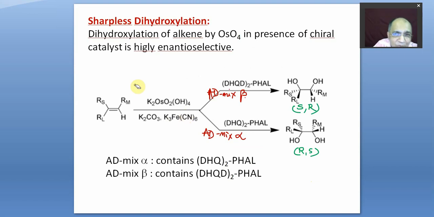This is called the Sharpless dihydroxylation. Sharpless, from the very name, sounds like something different in a literary sense. But do you know Sharpless is the name of a scientist who got the Nobel Prize in this 21st century? I don't exactly remember the year, 2000 some odd, he got the Nobel Prize for this asymmetric synthesis. So many reactions he has introduced, he has discovered.